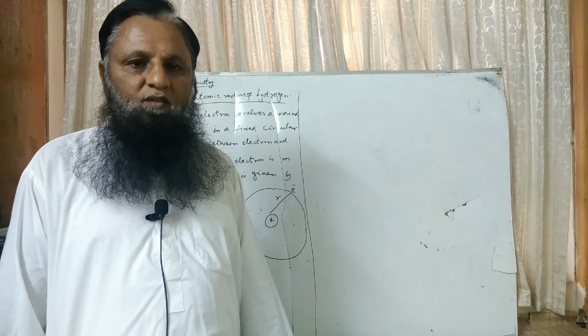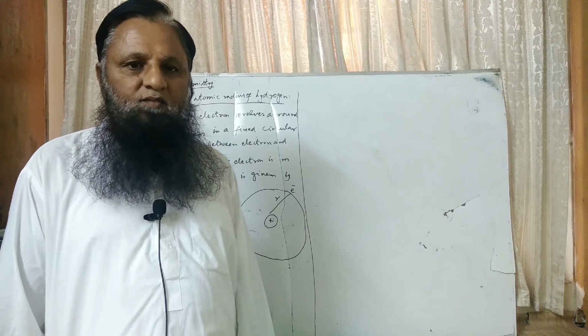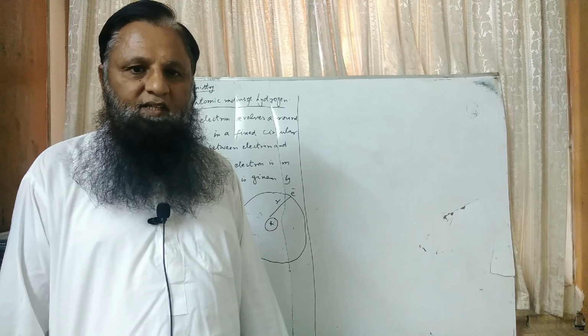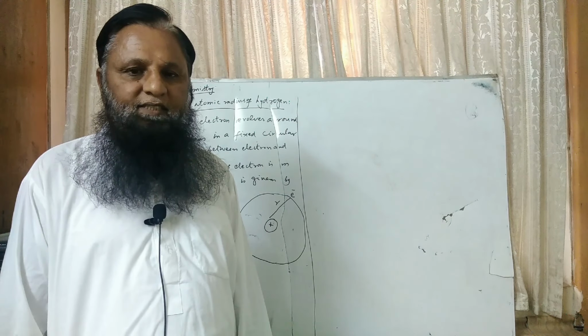Dear student, so far you have already studied the Bohr atomic model. That is, the electron revolves around the nucleus in a fixed orbit. When an electron jumps from a lower to a higher orbit, it absorbs energy. When it comes back, it emits the same amount of energy.